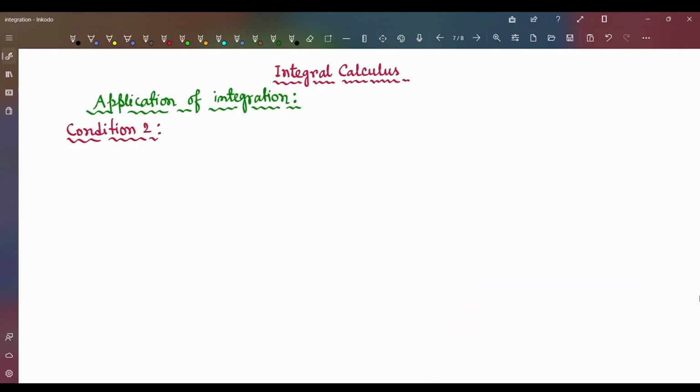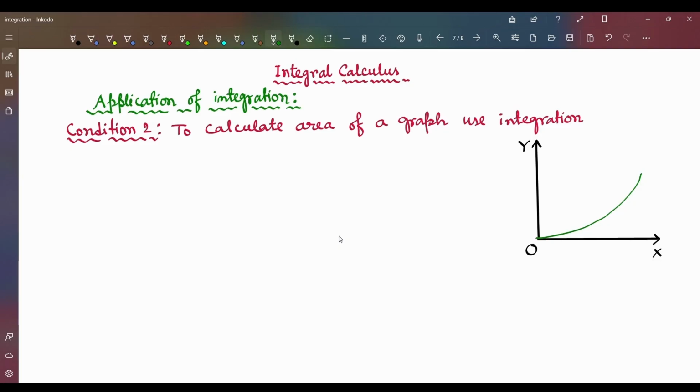To calculate the area of a graph, we can use integration. Here a graph is given as y is equal to x square. Calculate the area of the graph from x is equal to 1 to x is equal to 2. This is x is equal to 1. Suppose this is x is equal to 2. We have to calculate the area of this part.